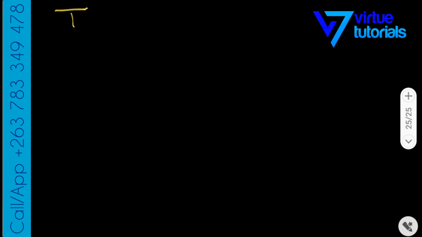Okay, now we're looking at tangents and the circle theorems that apply to tangents. There are 3 circle theorems that apply to tangents, and these are the last circle theorems that we'll look at. But first of all, we must understand what a tangent is.